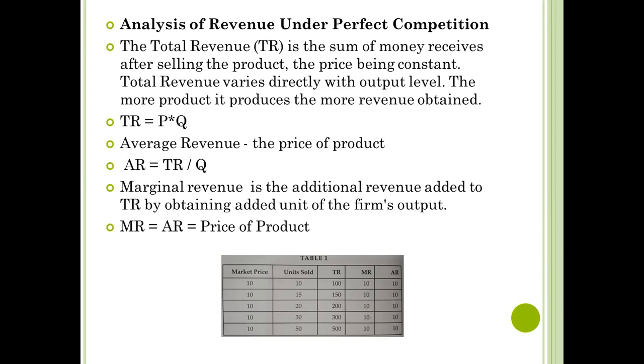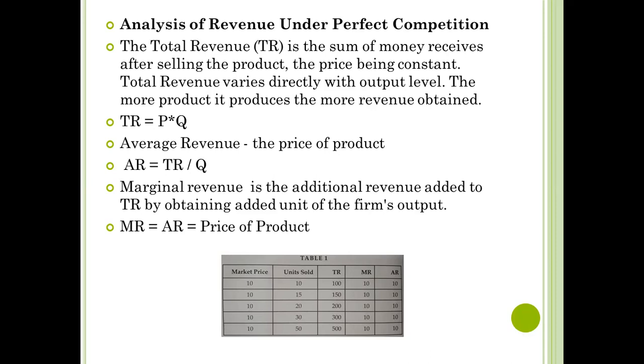So again, how do we get the total revenue? It is by multiplying our price and our quantity. Let's see our first row here. For market price, it is equal to 10, and for units sold, it is equal to 10. If you multiply 10 by 10, that is equal to 100. So 100 is our total revenue.